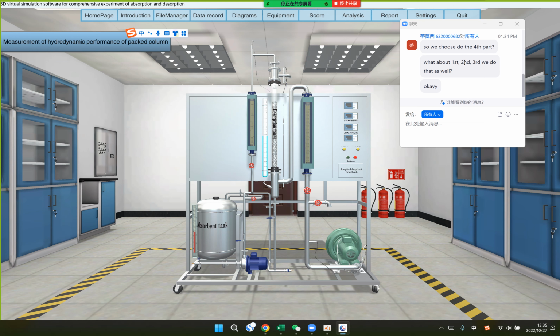So what about the first? The second and third parts for the absorption experiment are guidance mode. It's easier to operate, however it's the same as the fourth and the fifth one. So if you have time, and you feel the experiment is hard, you may just follow the steps one, two, three, and then four and five. But if you feel it's simple, you may just start from the fourth and fifth ones.